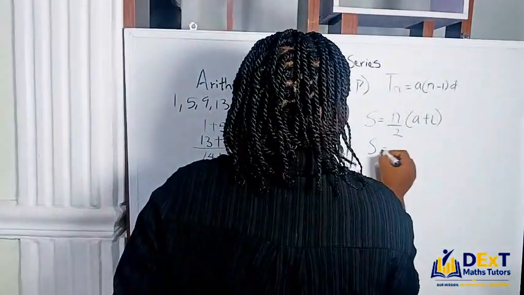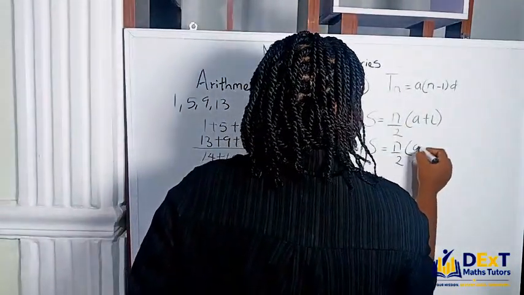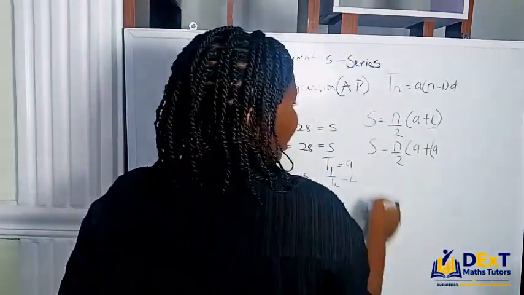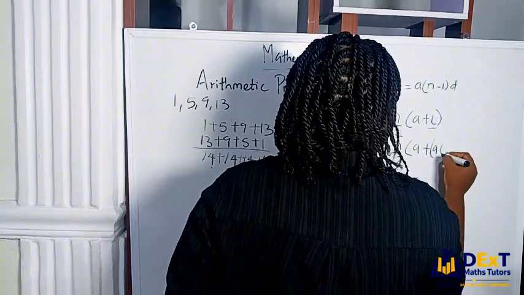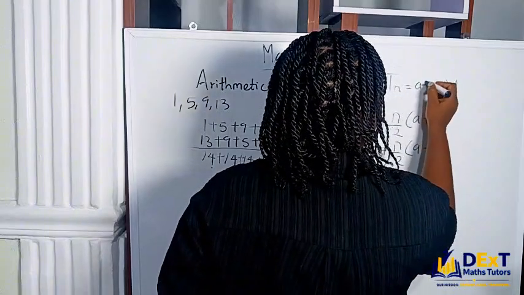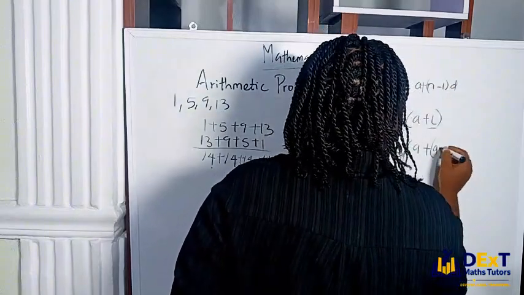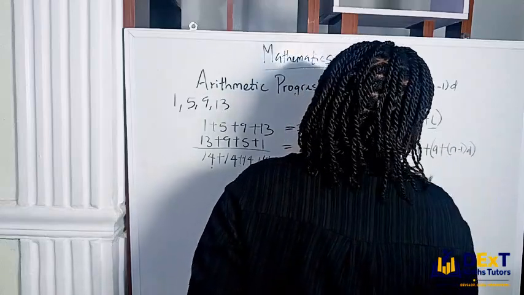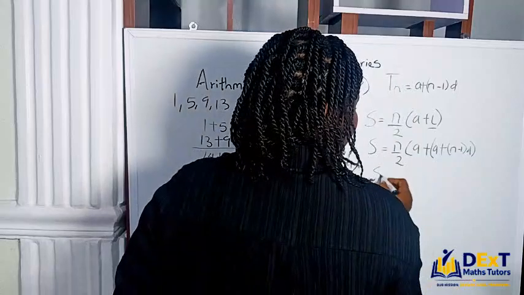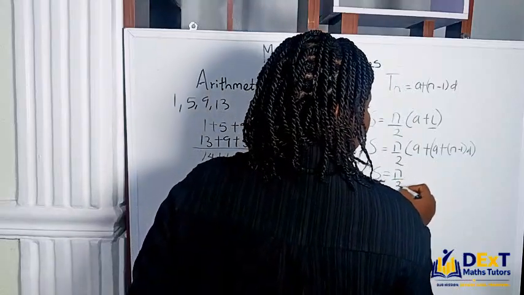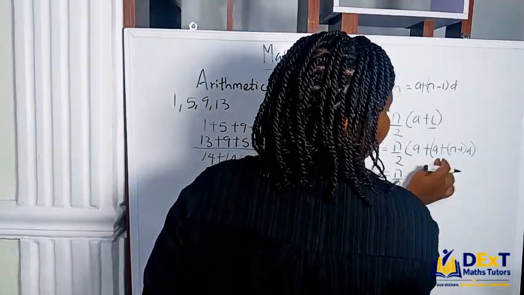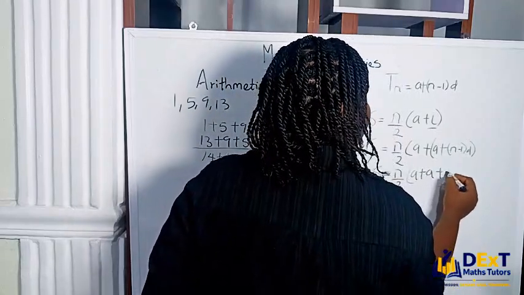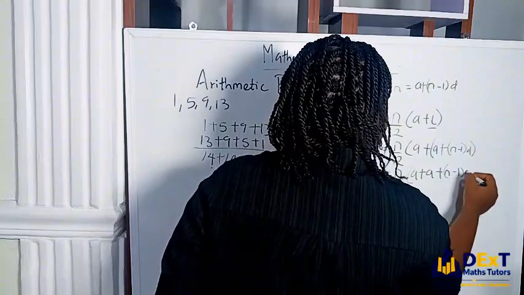We can say s equals n over 2 into a plus l. Now I'm talking about this l. I'm expounding l: a plus n minus 1 into d. I know it's looking a bit complicated, but it is not that much. It's not too big. Our s equals n over 2, and if you open this bracket, since it's plus, nothing is going to change. So we have a plus n minus 1 d.